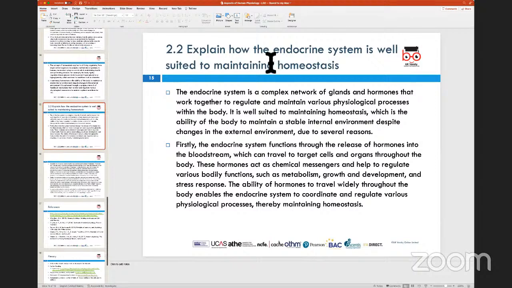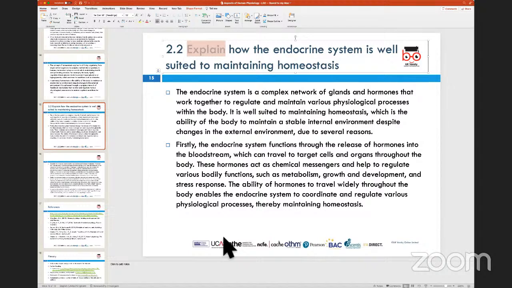The second assessment criteria talks about, again, explain. So it talks about how the endocrine system is well suited for maintaining homeostasis. Now, one of the questions that should come to your mind is, why is it that the cardiovascular system or the respiratory system or the digestive system cannot take over and help in this process of homeostasis?